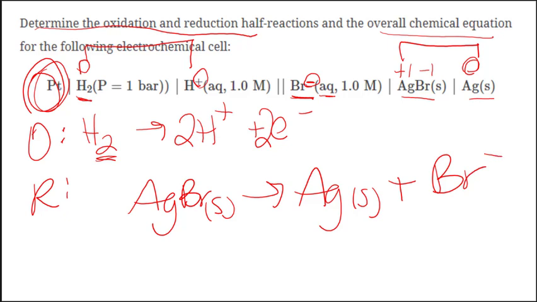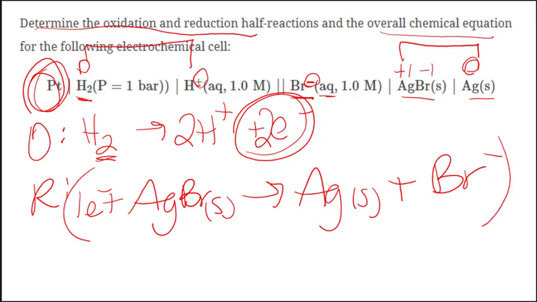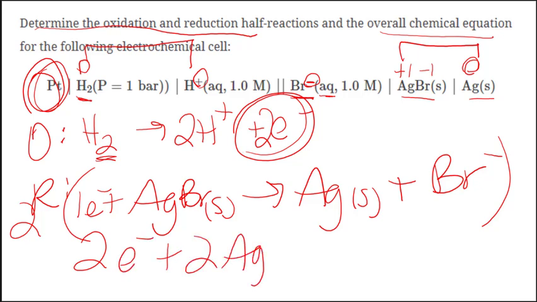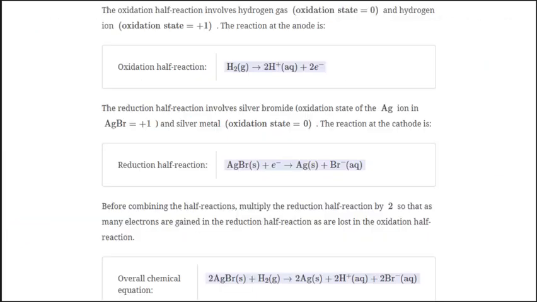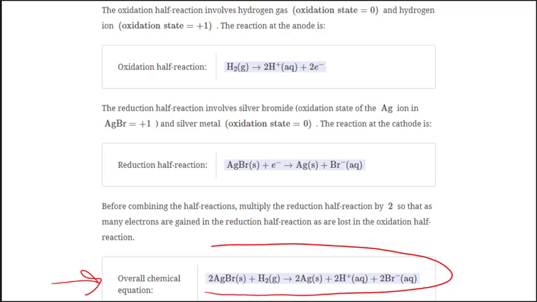The bromide didn't change, but notice on the right here I have 1 negative, so I would need 1 electron on the left. Notice I have 2 electrons on the right here, so I would need 2 electrons on the left, which means I need to multiply everything by 2. So 2 electrons plus 2 silver bromides, giving me 2 silver solids plus 2 bromide ions. My 2 electrons and 2 electrons will cancel out, and if I bring everything else down, I should have an overall chemical equation of this.